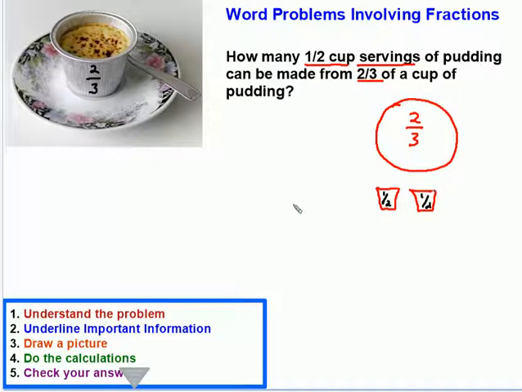Now, what kind of an operation is that? So we've drawn our picture. What kind of operation is that? Well, if we're taking something large and we're dividing it up into smaller pieces, that's going to be division. So let's begin to do our calculations. We're dividing a 2/3 cup container of pudding into 1/2 groupings, or 1/2 cups.